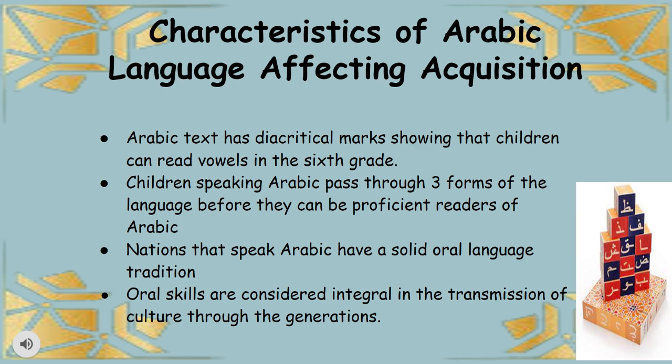There are several traits of the Arabic language which appear to impact the transition of the student. They include the fact that Arabic speaking children have to pass 3 types of languages before becoming proficient speakers. The Arabic speaking children have to acquire their colloquial spoken vocabulary dialect and learn to understand the marks within the vowel. Arabic text has diacritical marks showing that children can read vowels in the 6th grade. Also, nations that speak Arabic have a strong oral language tradition.